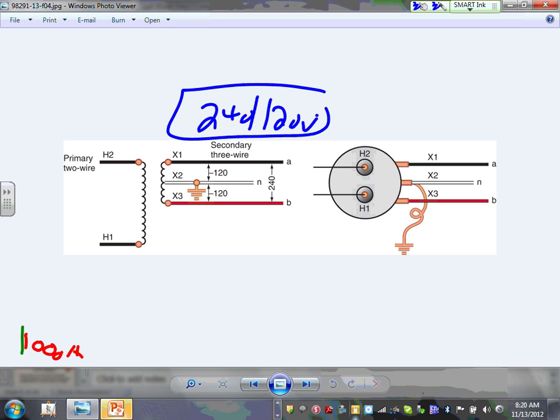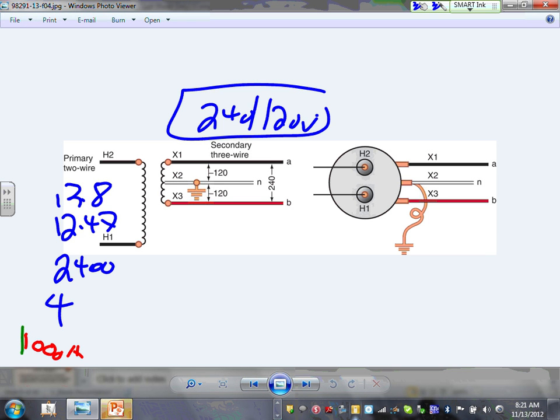From this side, you get, in this case, line to line, most likely two lines that will get you 13.8, 12.47, 2400. What else? 4160. These are the most common voltages on this side. On the second side, the only common voltage is 240/120.